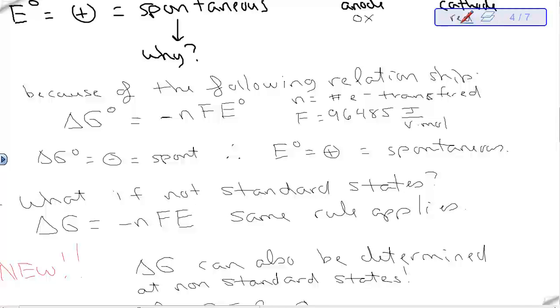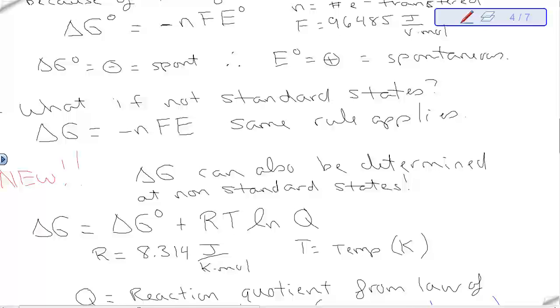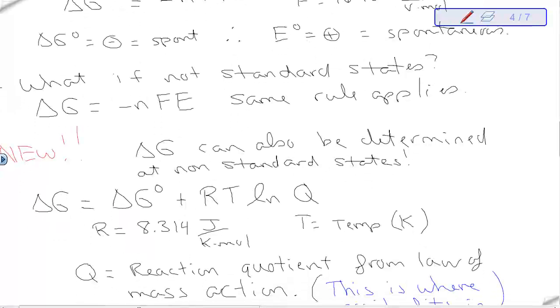So let's continue. And now this is some new material for this year. So I just wanted to make sure you got this. I didn't want to sneak it up on you too much. Delta G gives free energy change at non-standard states, can also be determined at non-standard states. Obviously, that's why the degree symbol is missing. And here's the formula for doing so.